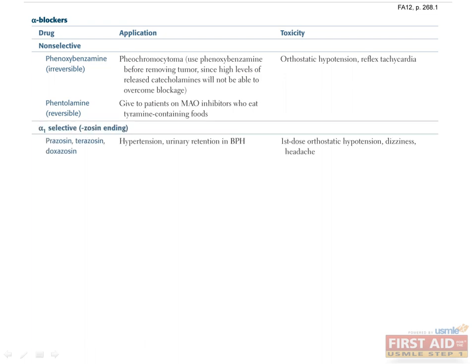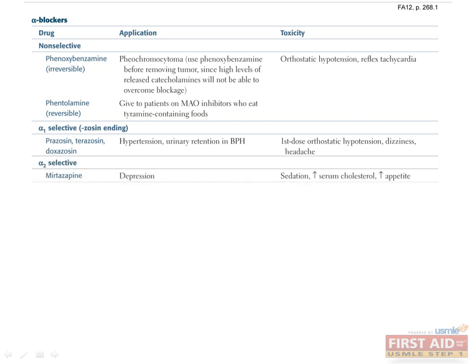Alpha-1 selective drugs typically end with -zosin and include prazosin, terazosin, and doxazosin. The primary application of these drugs is treatment of hypertension and urinary retention in BPH. Side effects include first-dose orthostatic hypotension, dizziness, and headache.